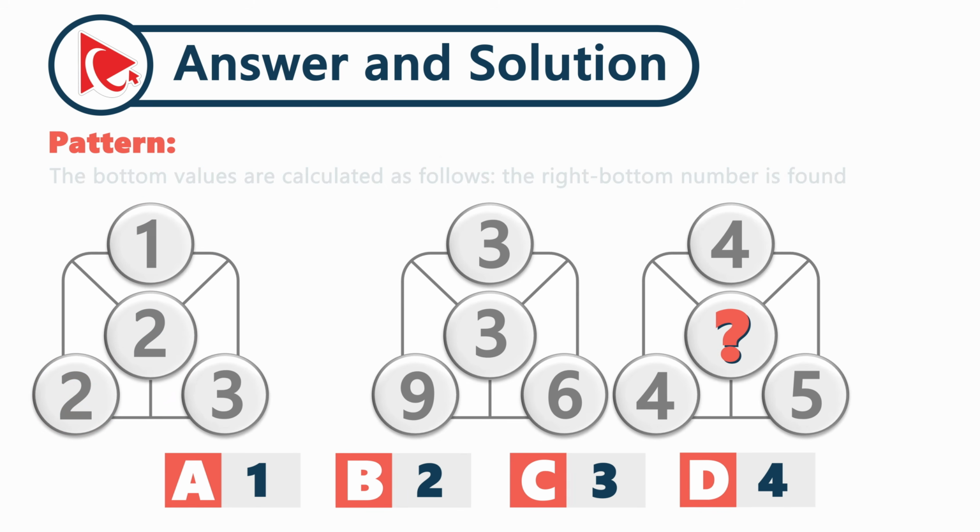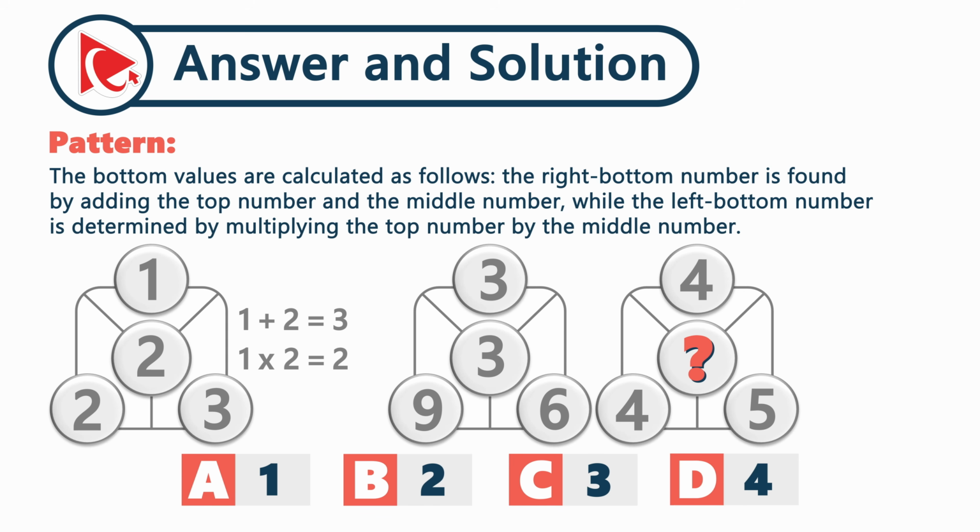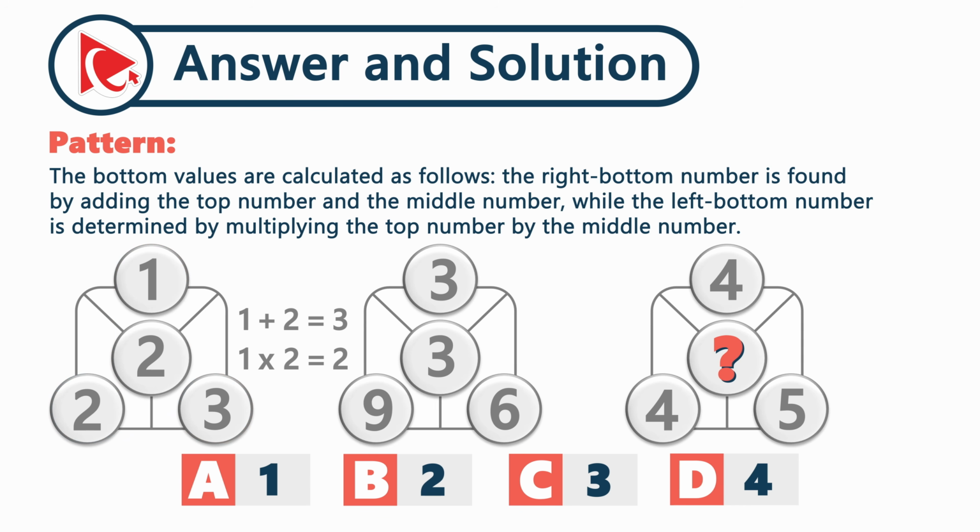In fact, bottom values are calculated as follows. The right bottom number is found by adding the top number and the middle number, while the left bottom number is determined by multiplying the top number by the middle number. Let's look at the second shape to reaffirm this pattern. 3 plus 3 equals 6. 3 multiplied by 3 equals 9.